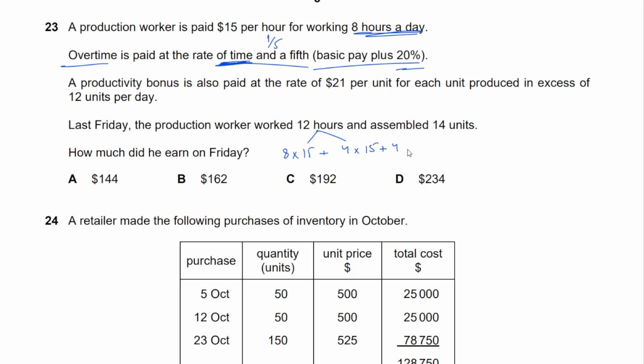Plus, for the 4 hours, he also got 15 times 1/5 or 0.2. That's 20%. Does that make sense? I hope it does. Plus 21 for each unit. That is 21 times 2 extra units. All right.